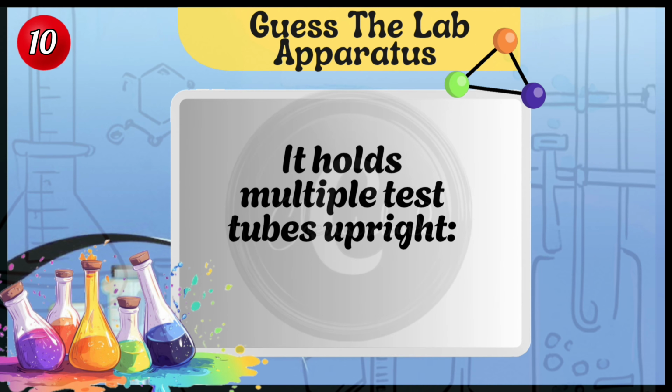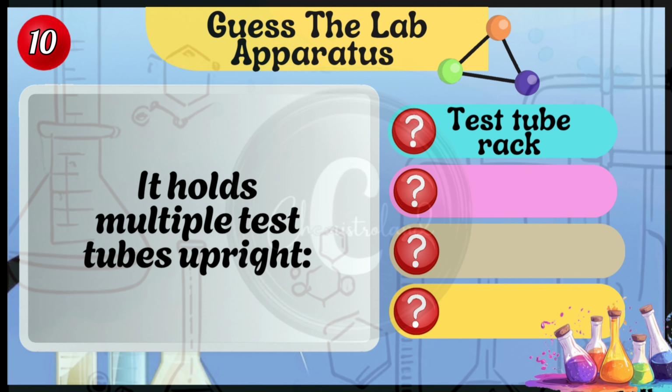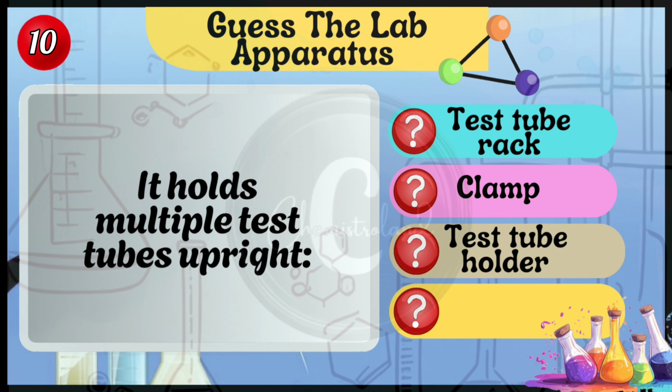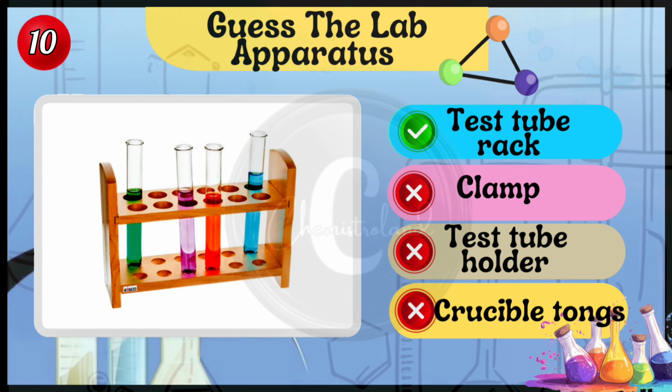It holds multiple test tubes upright. Given choices are test tube rack, clamp, test tube holder, and crucible tongs. Test tube rack.